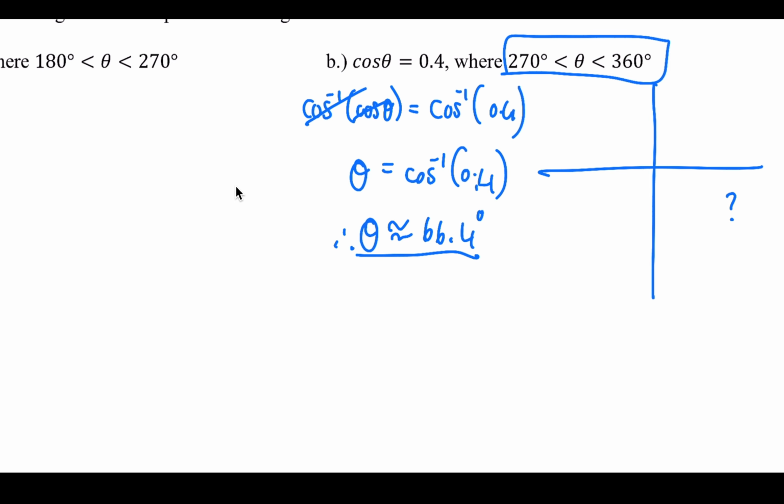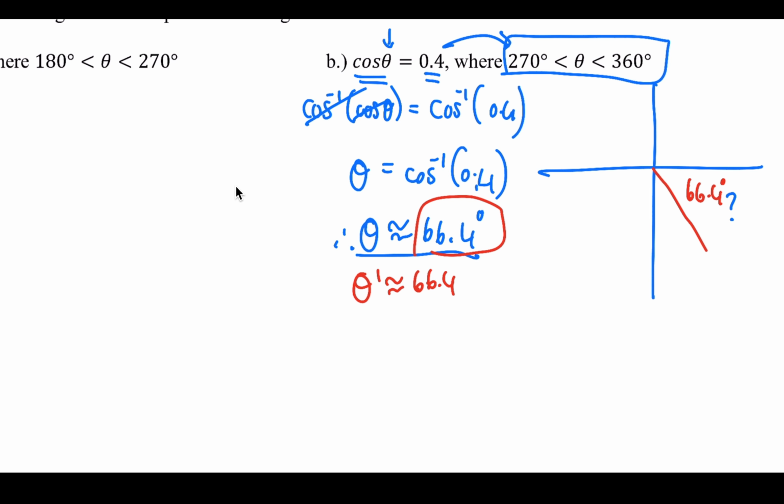So I'm shopping for an angle theta that if I take its cosine gives me 0.4, but that angle must live in the fourth quadrant. Again, what do we do? Just use this 66.4 and consider that your reference angle, and go here and say I want to use this as a reference angle, 66.4 degrees.